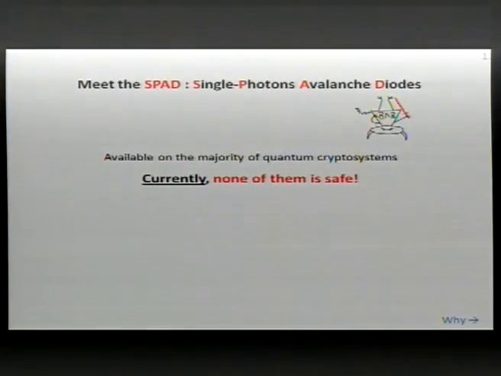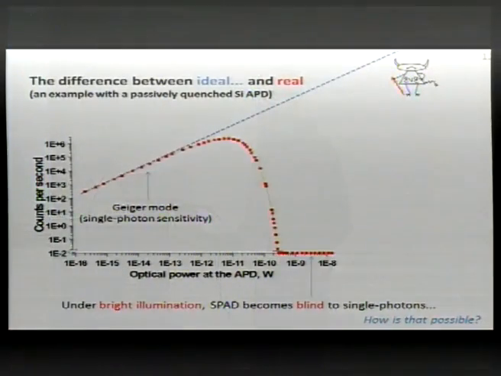Nowadays, most of the quantum cryptosystems available use single photon avalanche diodes, SPAD. And that's the one we have been targeting, and we're going to show now that currently none of them is really safe. And the reason basically has to do with the difference between ideal and real. We should always stick to reality.